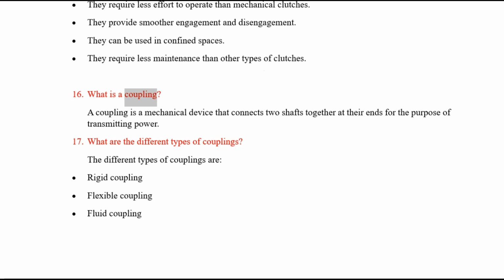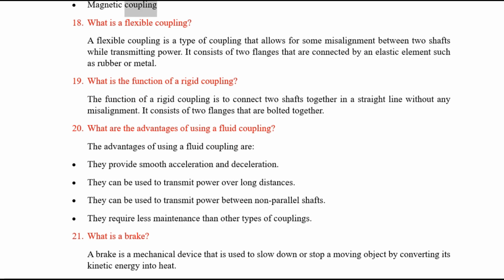What is a coupling? A coupling is a mechanical device that connects two shafts together at their ends for the purpose of transmitting power. What are the different types of couplings? The different types of couplings are: rigid coupling, flexible coupling, fluid coupling, magnetic coupling.